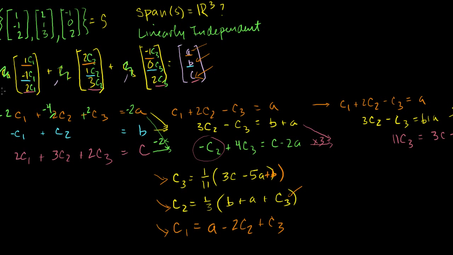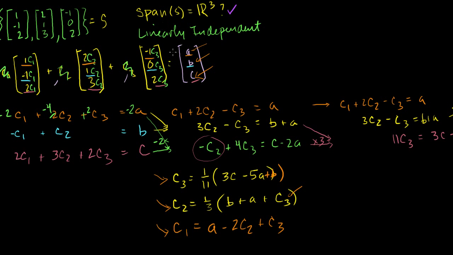So hopefully you're seeing that no matter what A, B, and C you give me, I can give you a C1, C2, or C3. There's no reason that any A's, B's, or C's should break down these formulas. We're not doing any division, so it's not like a 0 would break it down. So I can say definitively that the set of these three vectors does indeed span R3.